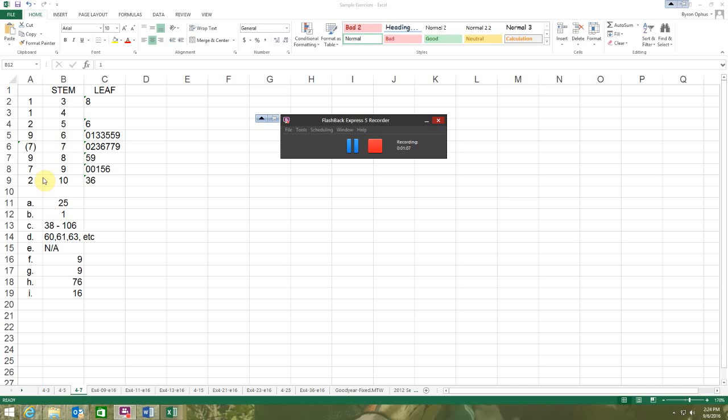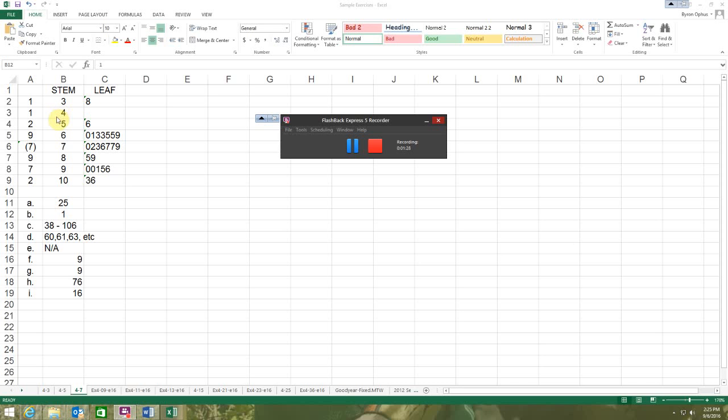It says what are the minimum value and the maximum value. This is different than the range, right? These are the actual values that are reported, and so in this case, the maximum value is 106, the very top one here, and the minimum value then is 38. Or 38 and 106.